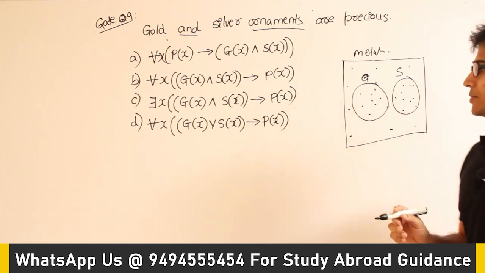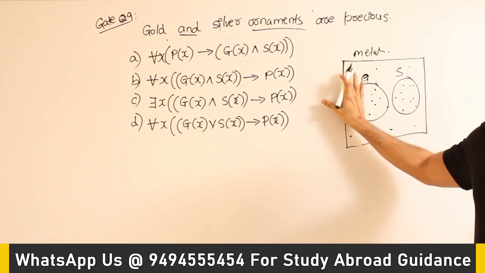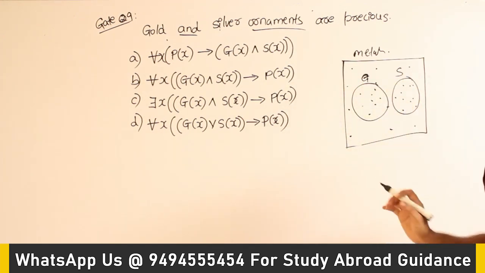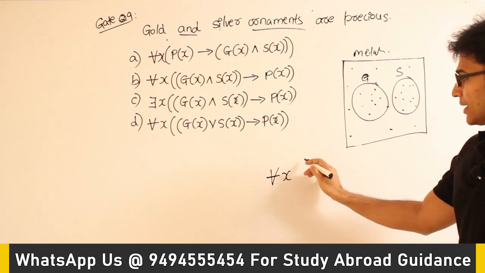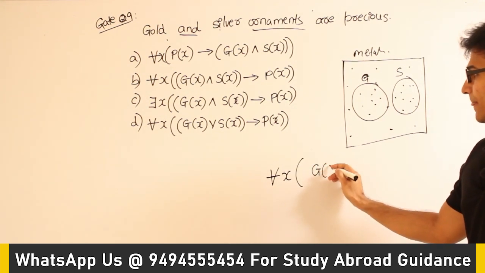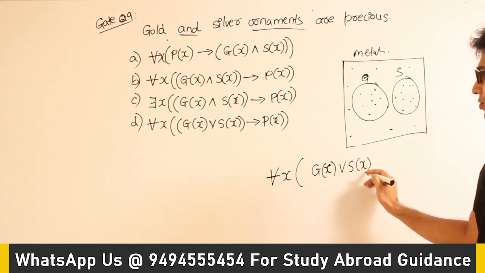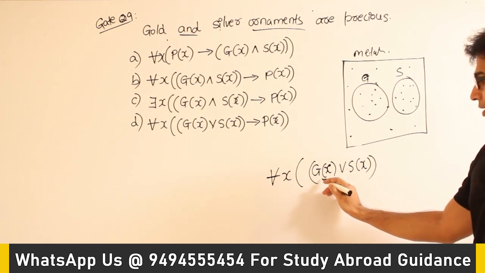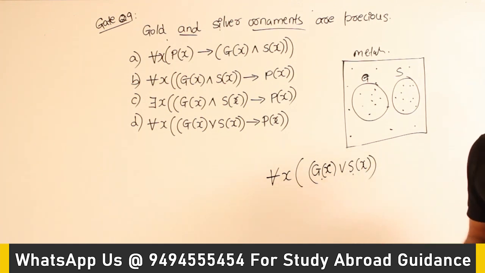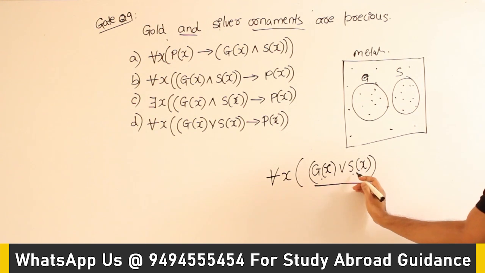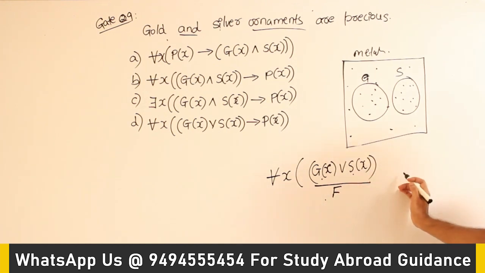Now how can you express it? I want to test all the metals here, but I am concerned only when the metal happens to be gold or silver. Therefore, for all x, I want to test every metal present in the universe. In case it is gold, G of x, or if it is silver, then only I want to test the condition. If the ornament is not gold, or if the ornament is not silver, I don't want to care about it.